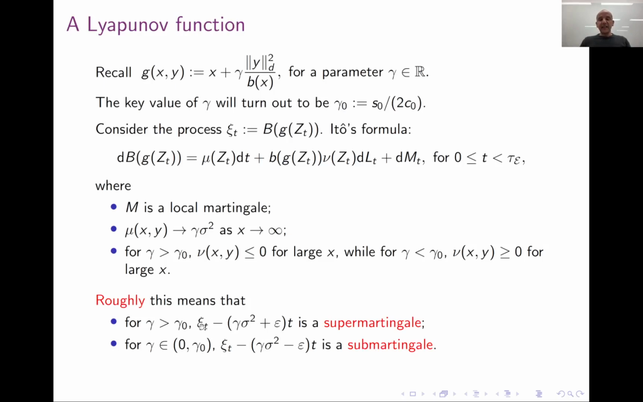So if I look at psi and subtract gamma sigma squared plus epsilon t from it, I will get a supermartingale, at least when the process x is very far away from the origin, because the drift here is asymptotically equal to this, and I've perturbed it a little bit. I take a slightly larger drift and subtract that, so I get a supermartingale. And when gamma is greater than gamma 0, this nu will also be negative, so this term pushes me in the direction I want for this to be a supermartingale. Likewise, when gamma is smaller than gamma 0, and I subtract this drift minus epsilon, I will get a submartingale, at least appropriately localized.